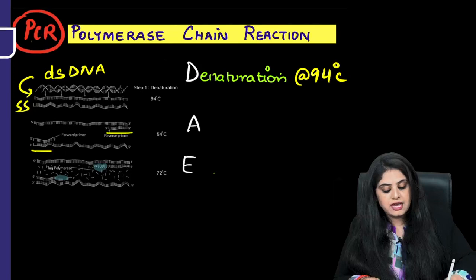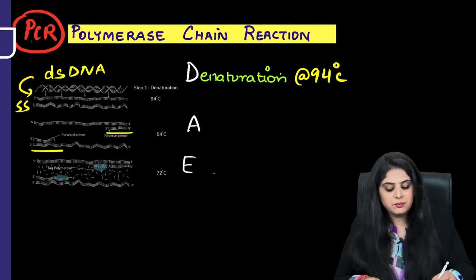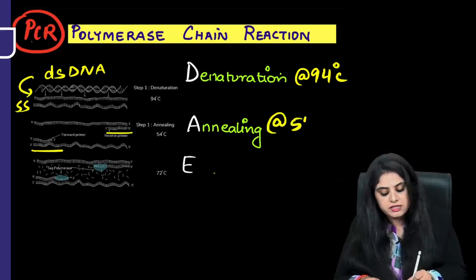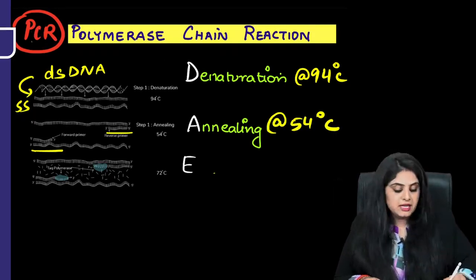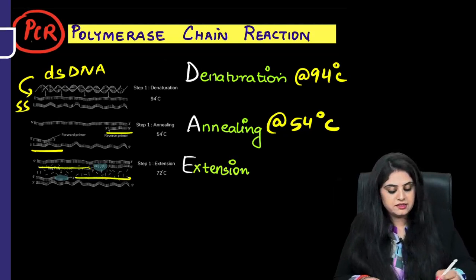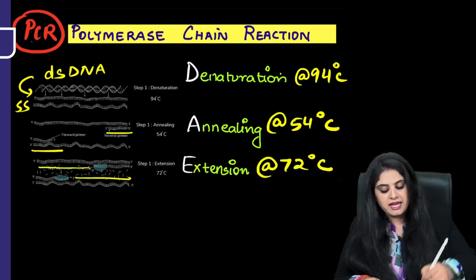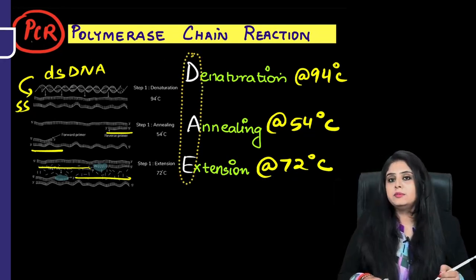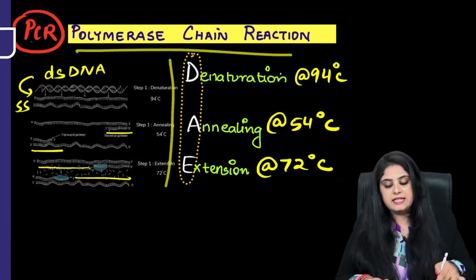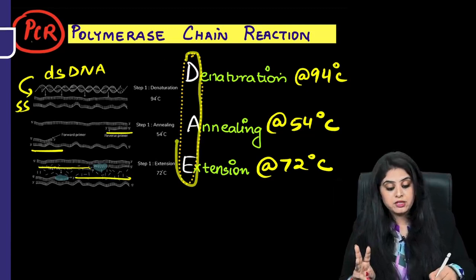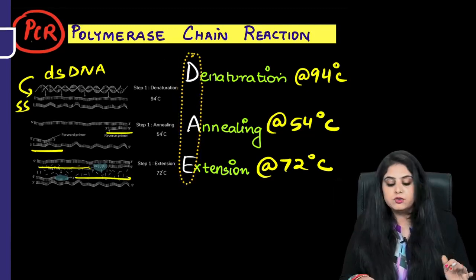After that, you're going to attach some primers, and that is known as annealing. Annealing is done at 54 degrees centigrade. And then you will make new DNA, you will extend, and extension is going to be done at 72 degrees. So they always ask you the pattern, and I think you all know DAE. DAE is going to be polymerase chain reaction. So PCR, DAE, that is denaturation, annealing, extension. You will have to put them in the correct sequence. I think you will be able to do it.